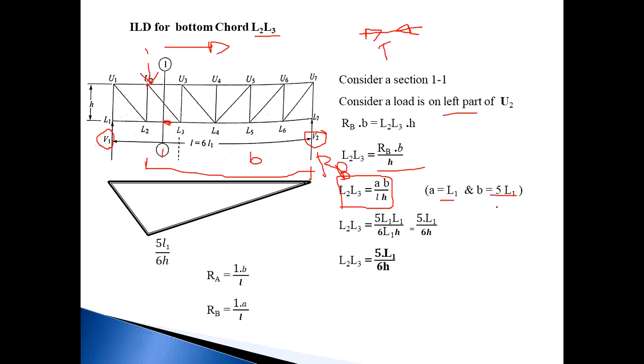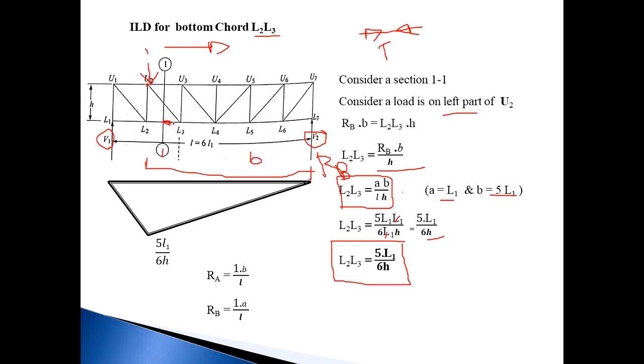Put these A and B values in this equation. So the equation becomes L2L3 is equal to 5 L1 into L1 divided by 6 L1 into H. So this L1 and this L1 get cancelled. The remaining terms are 5 L1 divided by 6H, and this is the ordinate for the ILD of L2L3.